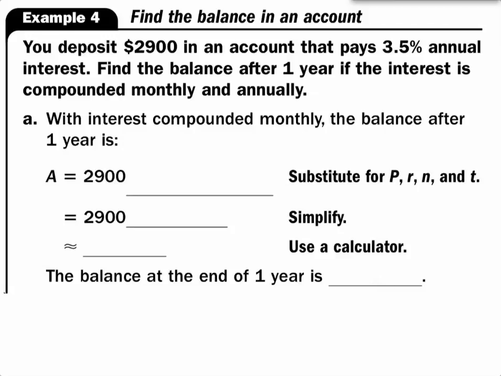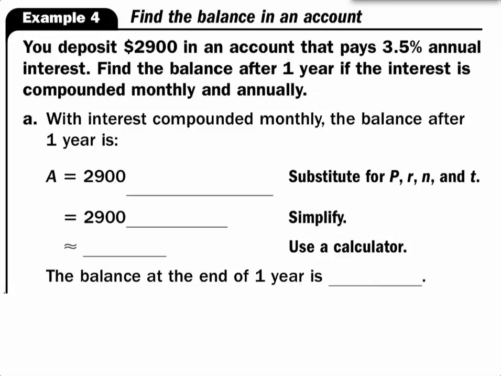This is Chapter 7, Section 1. We're on page 4 of the notes. We have some examples about compound interest and then a checkpoint using compound interest and exponential growth. Okay, so example 4.